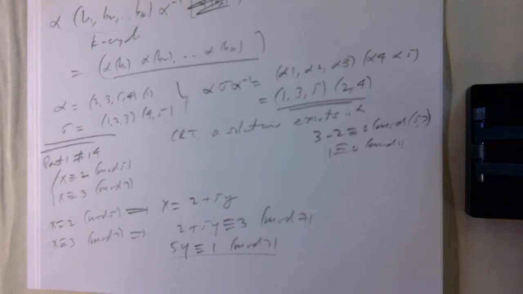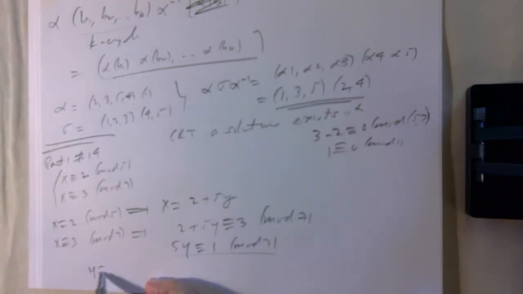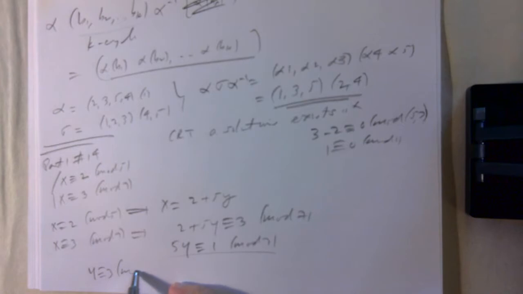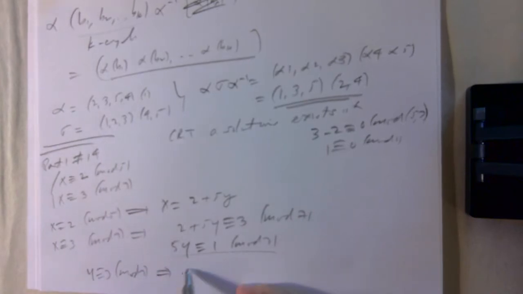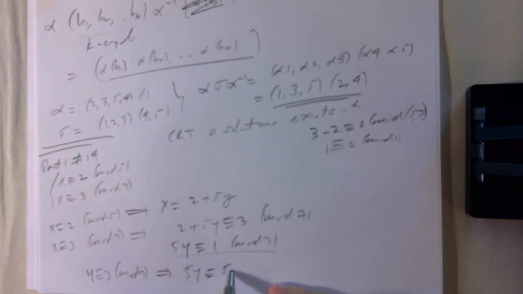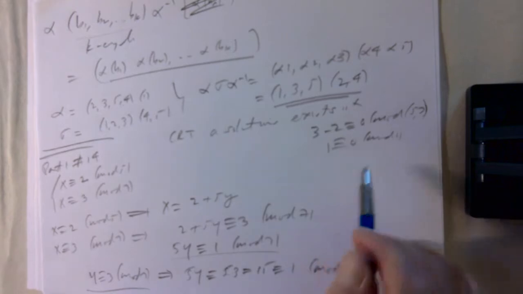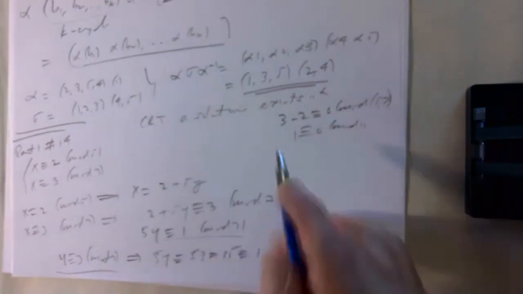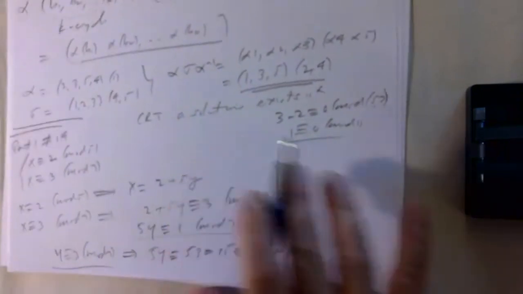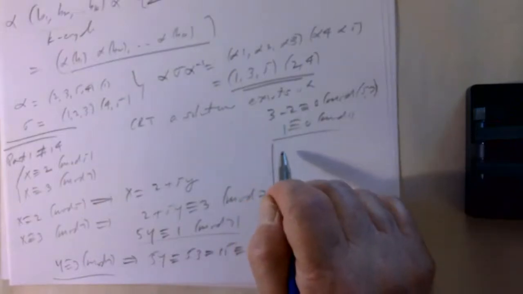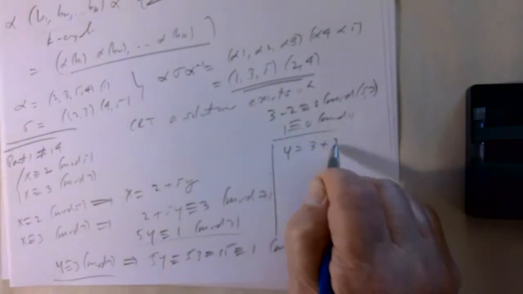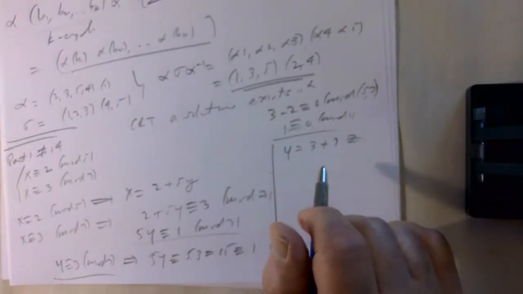Three. So if y is congruent to 3 mod 7, then 5y is congruent to 5 times 3, which is 15, which is 1 mod 7. So y congruent to 3 mod 7 is a solution. So any solution will be y equal to 3 plus 7 times some number z.